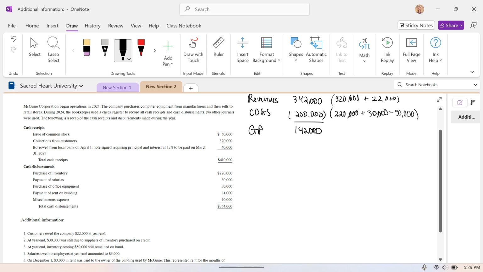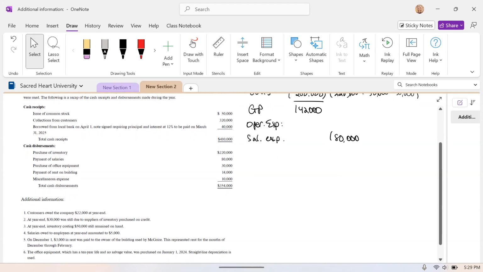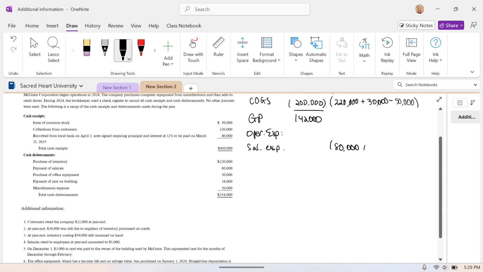Next, we need to account for our operating expenses. And I'm going to go through the cash disbursements to figure out what our operating expenses were. We had payment of salaries, so I know that there were salaries expense. We paid our employees $80,000. And we have, in item 4, salaries owed to employees at year end were $5,000. So we have to increase it by that, because the only reason we're going to owe our salaries to our employees is because they worked for us. And if they worked for us, that was salaries expense.